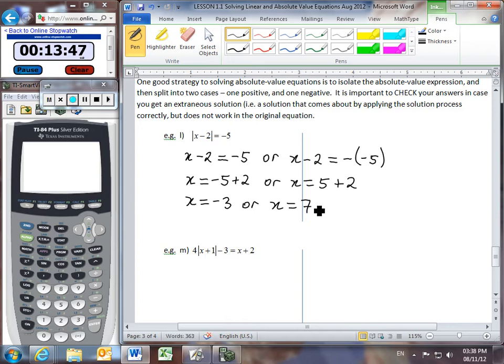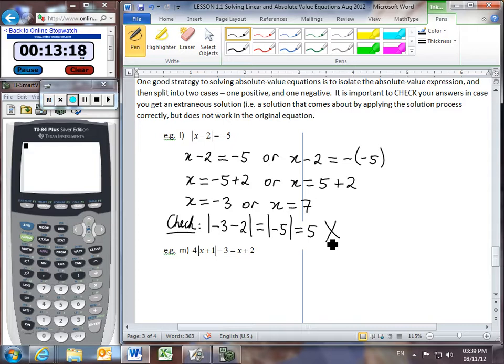Now if I check these two answers though, if I substitute in, so here's my check, if I substitute in negative 3 into my equation, I end up getting the absolute value of negative 5, which is equal to 5. But I was supposed to get negative 5, so that check didn't work. I didn't get the right-hand side I was supposed to.